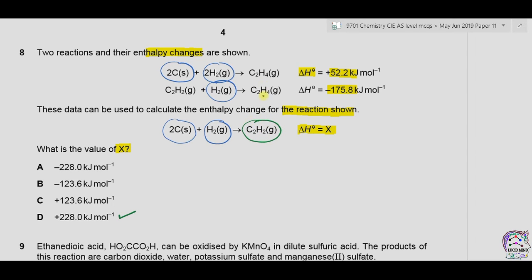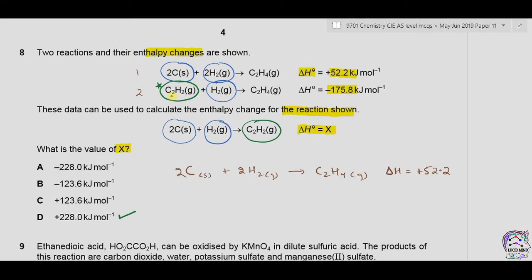Now we can see that C2H2 is not the product in the given reaction, but it is also a reactant. Now in order to make this C2H2 gas as product, we have to reverse this second chemical equation. Now rewriting first and second equation, we can write 2 carbon solid plus 2 hydrogen gas forms C2H4 gas. The enthalpy change is plus 52.2.